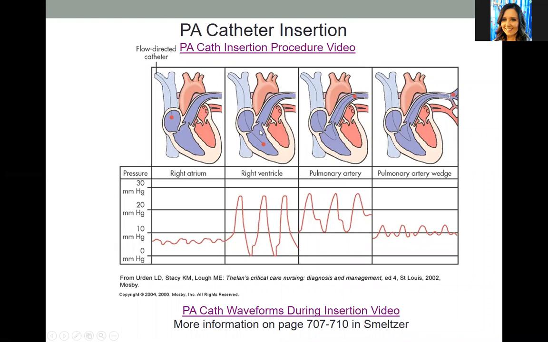So just remember, when we do these measurements, we're going to measure at the end of expiration, because when we inhale, we actually change our thoracic pressures and can alter our hemodynamic measurements. We need to use strict sterile technique when we're accessing or changing the dressing on these lines.